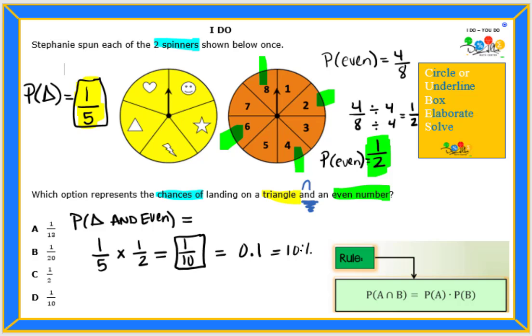But we see that our answers are in fraction form, and so the matching answer to our compound probability of 1/10 is D, 1 out of 10. So which option represents the chances of landing on a triangle and an even number? It's D, 1 out of 10 chances.